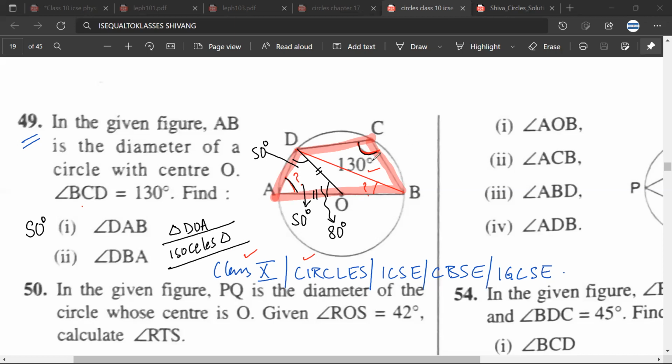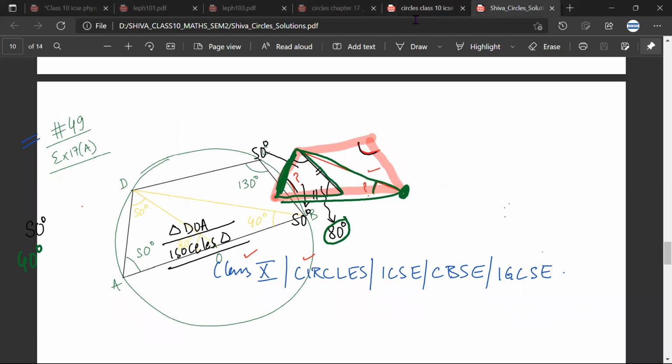Okay. So what I'm suggesting is a simpler way of doing this question. See, this is the chord. This chord is subtending 80 degrees at the center. And therefore, this chord will subtend half of 80 degrees, that is 40 degrees, at the circumference. Am I correct? Yes. Therefore, DBA would be equal to 40 degrees. Am I correct? Yes. And this is how the question looks.